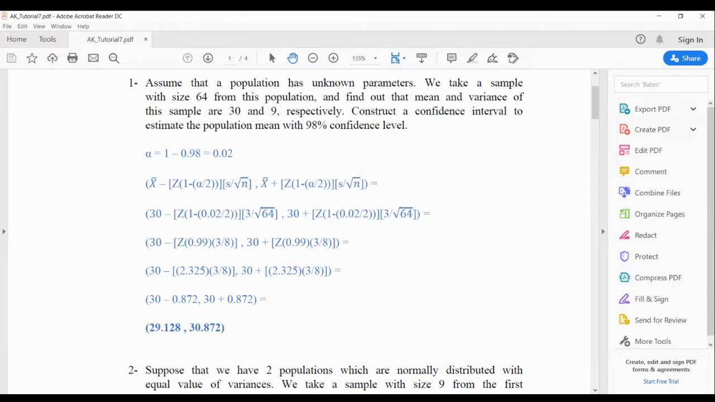All right, in the next part of the tutorial, I'm going to give you an example about the case where we are comparing population means.